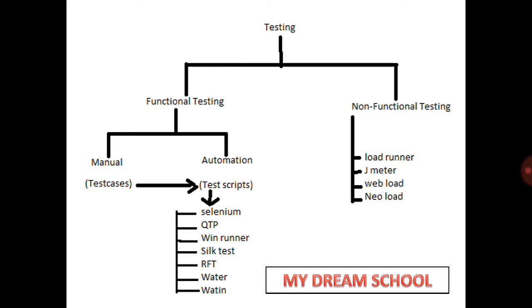testing process. Coming to automation tools: Selenium, QTP, WinRunner, SilkTest, RFT, Watir and so on. But the ones we mostly see in industries are Selenium, and in some places they are still using QTP, Quick Test Professional, whose vendor is HP, but Selenium is open source.